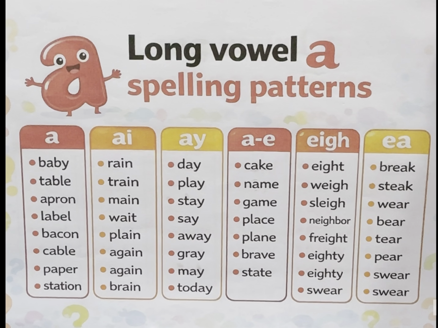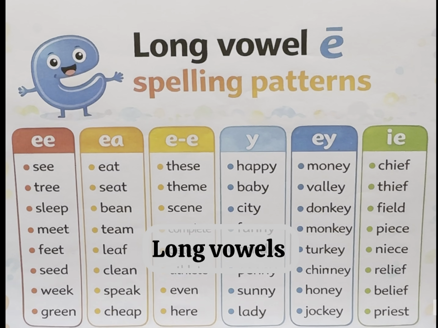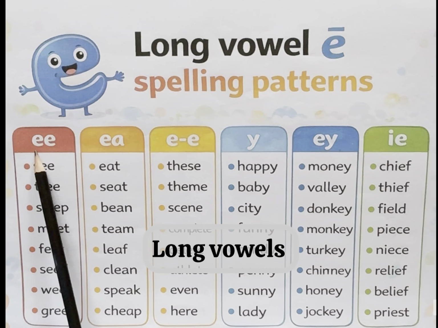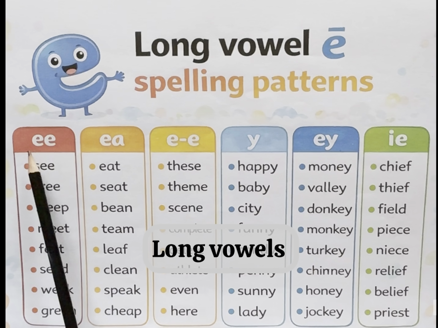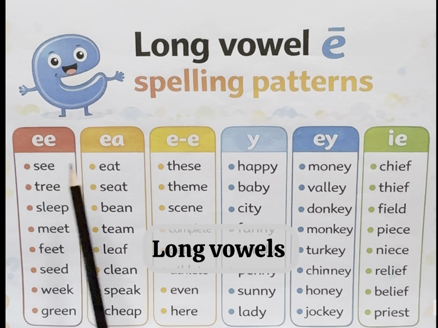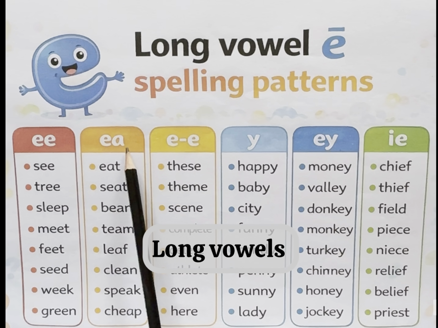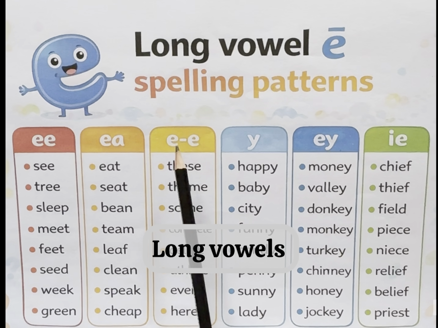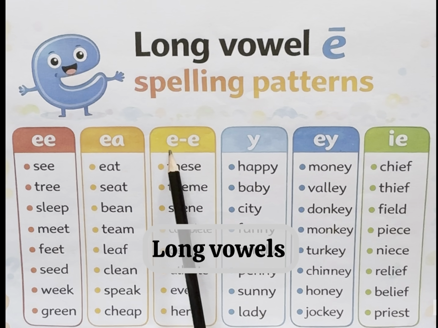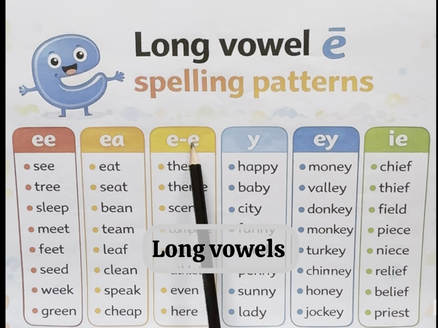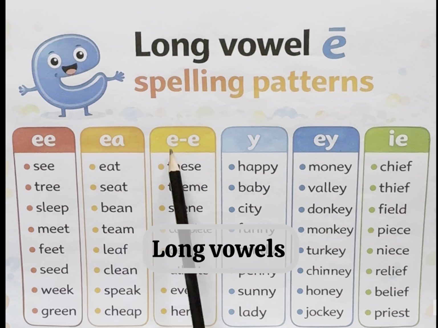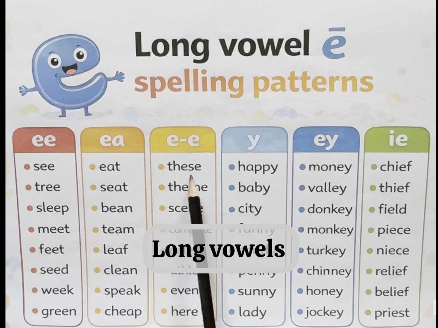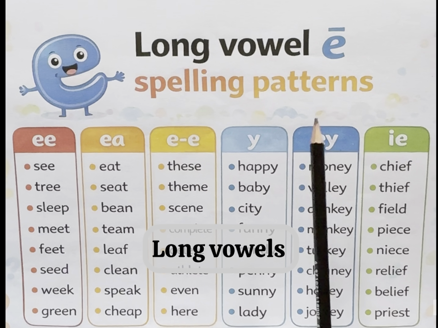Now let's look at long vowel E with different spelling patterns. E and E joined together make the sound E as in S, E, E, C, seed. E and A joined together make the sound E as in eat. This is a split digraph. If a word has a vowel, consonant and a silent E, then we will read the vowel as the long vowel sound as in T, H, E, S, E, these.